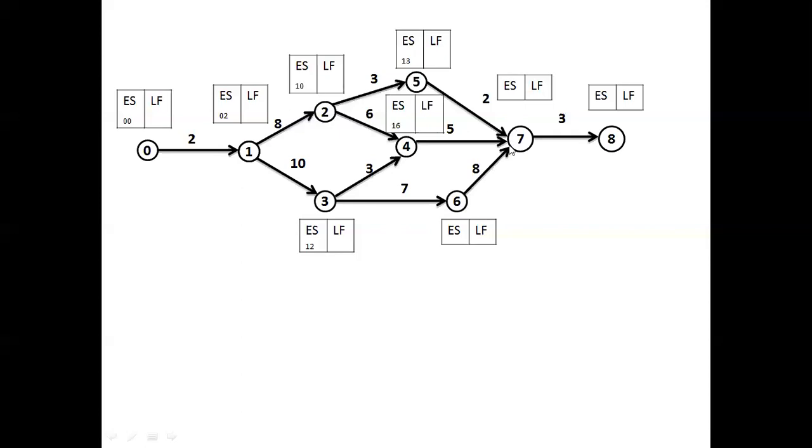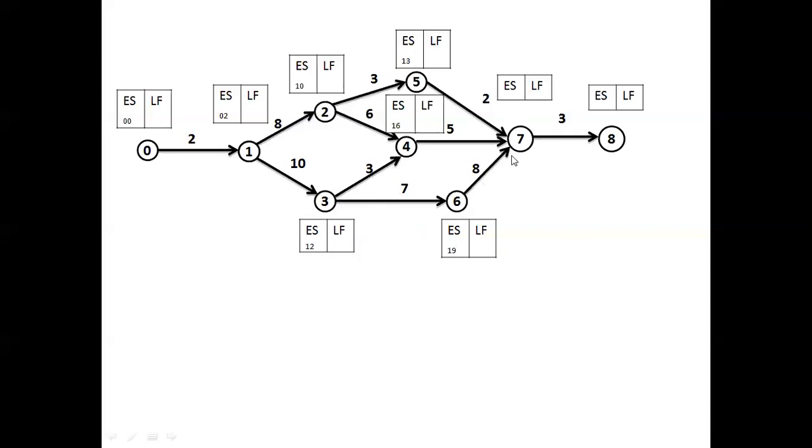The 6 to 7 activity will start when the 3 to 6 activity completes. 3 to 6 activity starts on the 12th day, takes 7 days for processing, then it will be completed on the 19th day. This is the 19th day on which 3 to 6 gets completed.